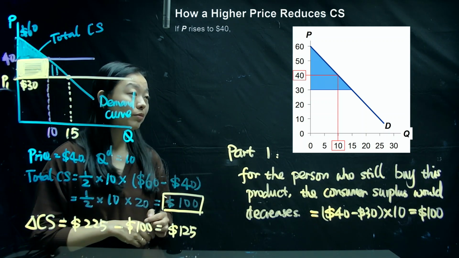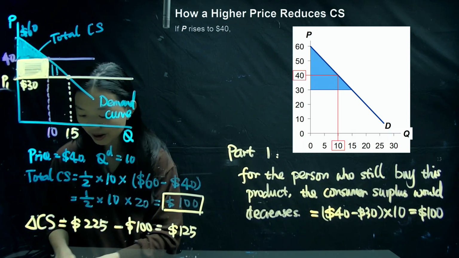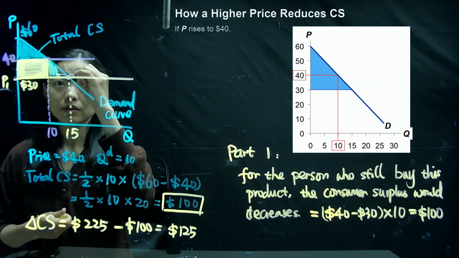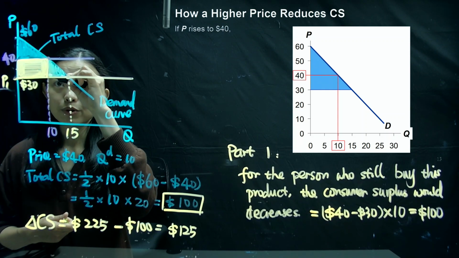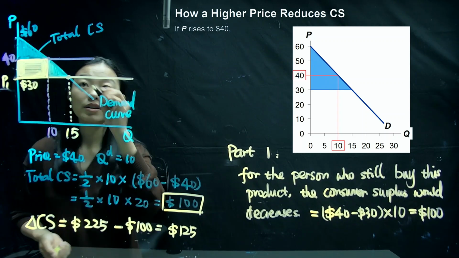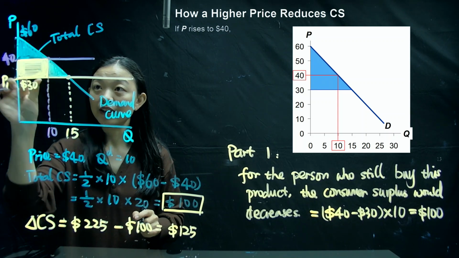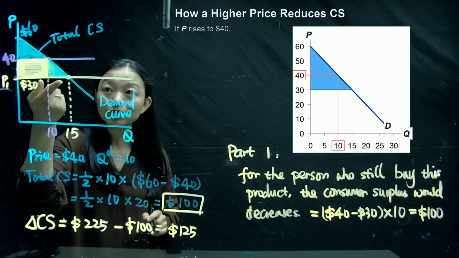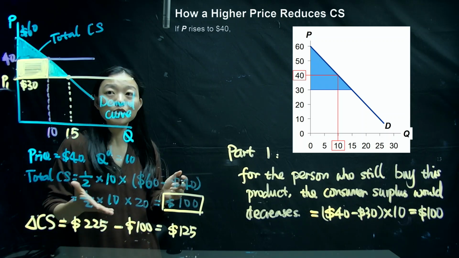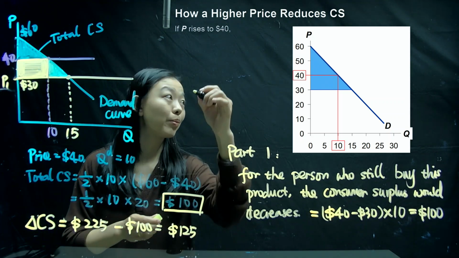There are still some persons who, because the market price becomes higher, choose to leave the market. This is what we call part two. Part one measures this rectangle, right? And part two measures the persons who will not buy this product anymore because the price becomes higher.